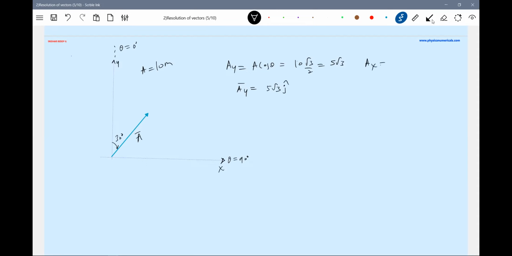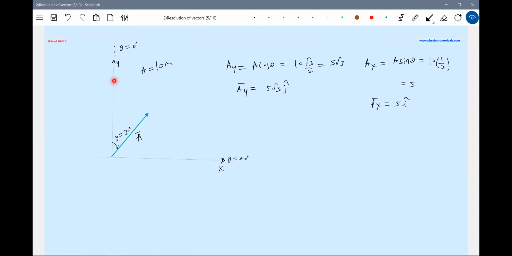Similarly, A_x will become A sin theta, because this is theta. You can ask where is theta? Okay, I'll write theta. Now A sin theta, what is the value of A? 10 times sin theta, 1 by 2. This will become 5. Now A_x bar will be 5 i cap. Now you can see this: sin theta, which is horizontal, which is vertical component. That was the primary question.